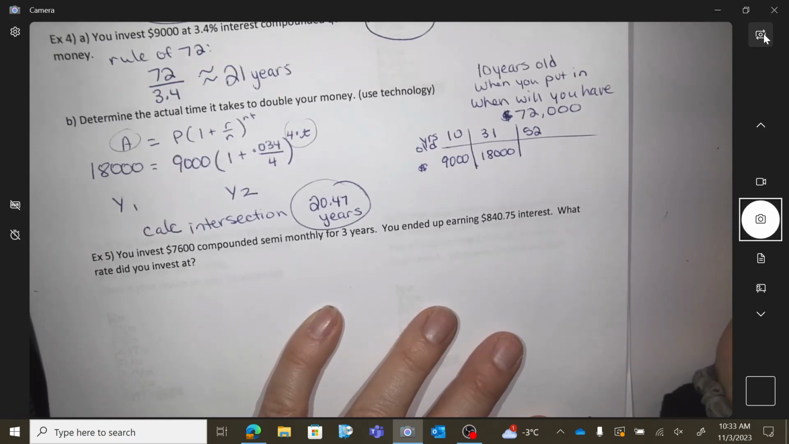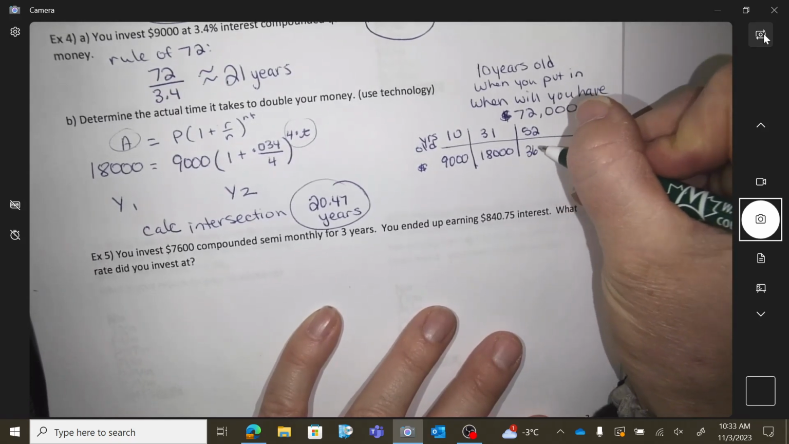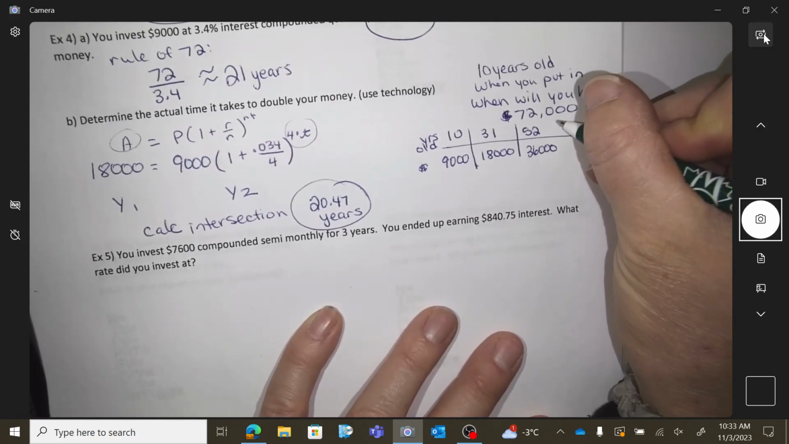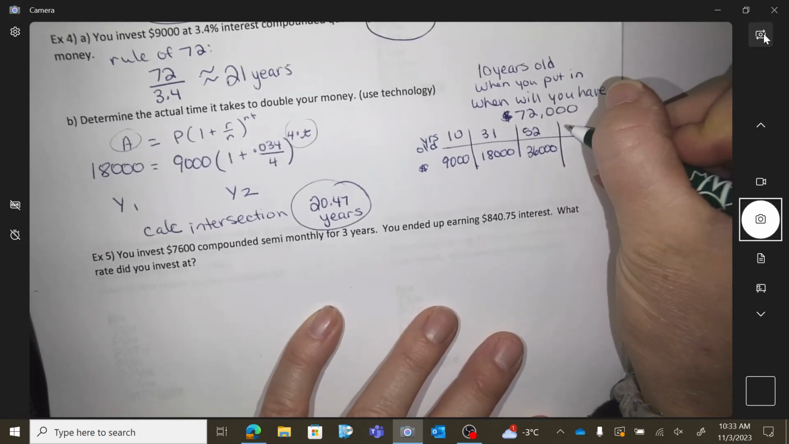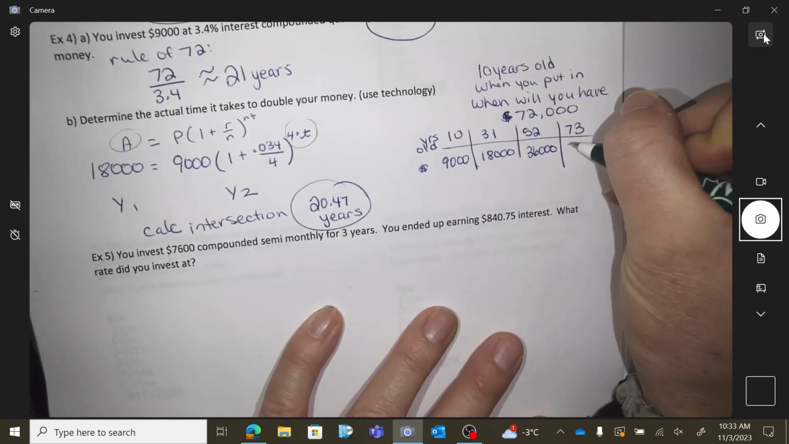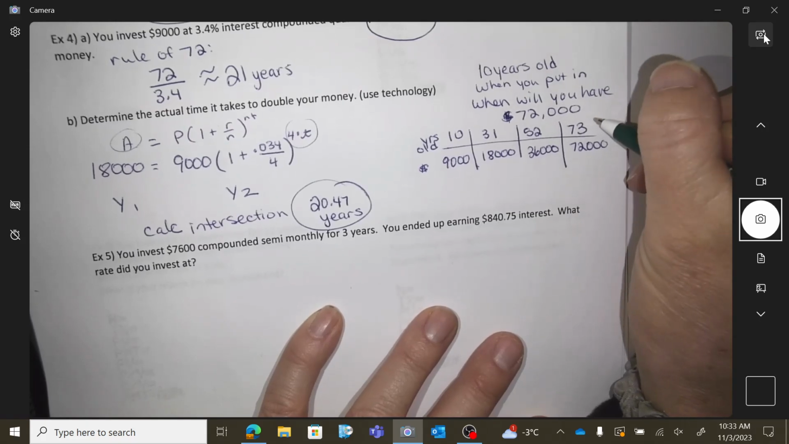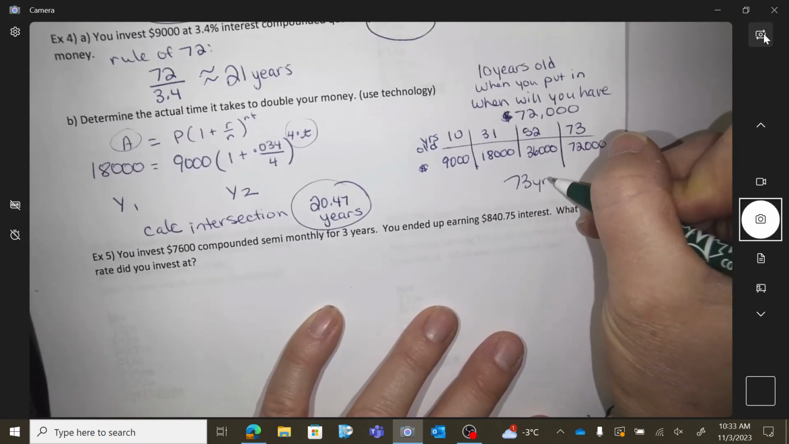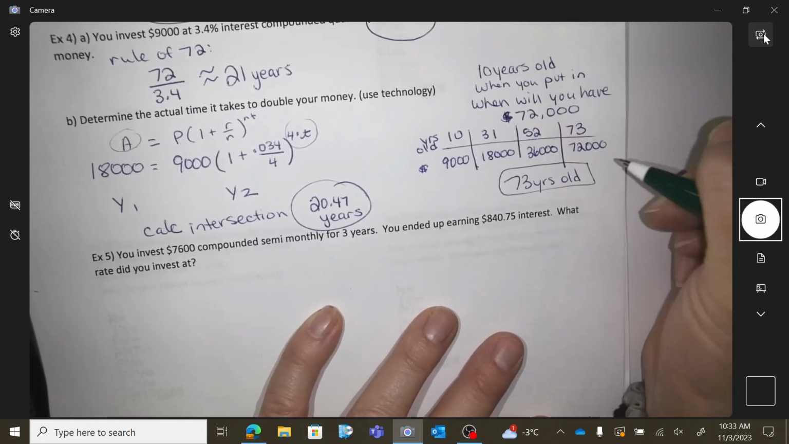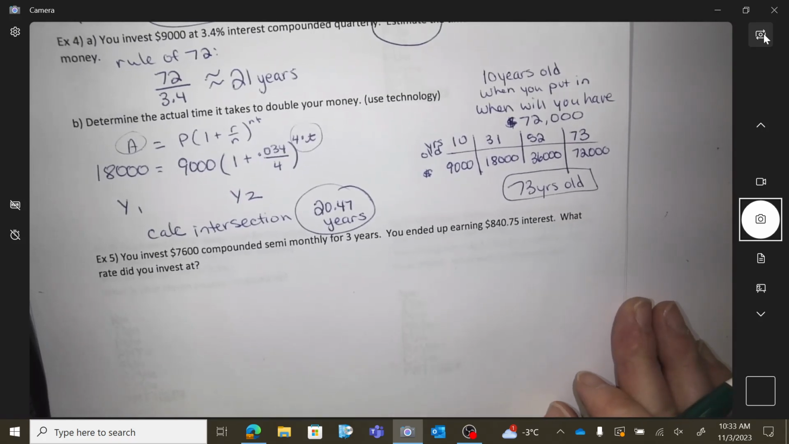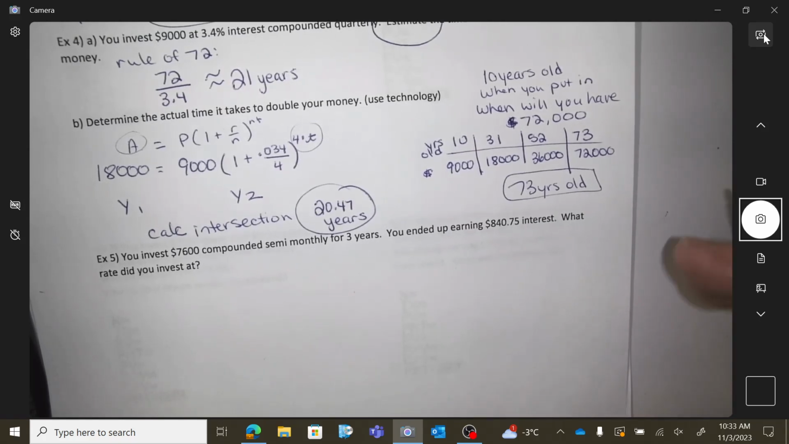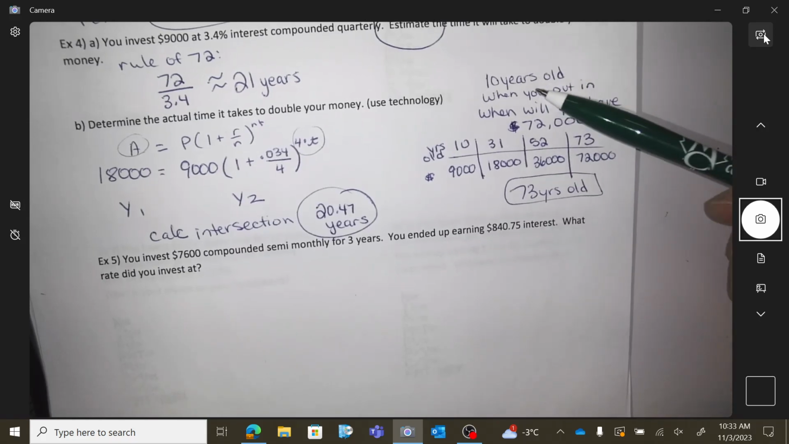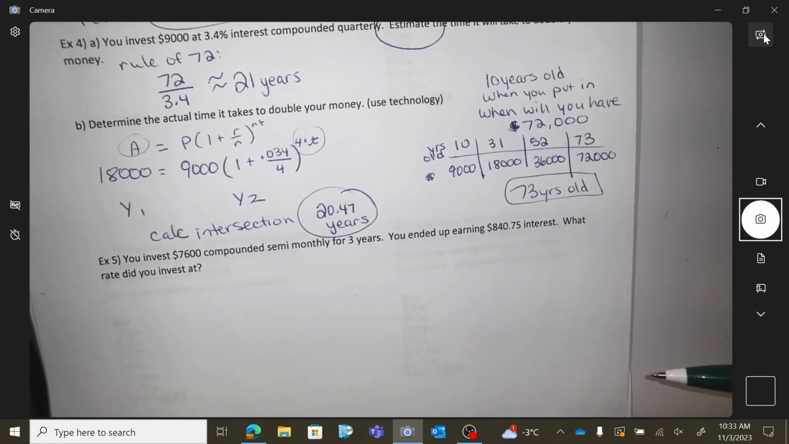And I now have how much money? $36,000. 21 years later, I'm 73. So this is the estimate. You're going to be 73 years old. Okay, so you might see a question like that. Should have put that in there.